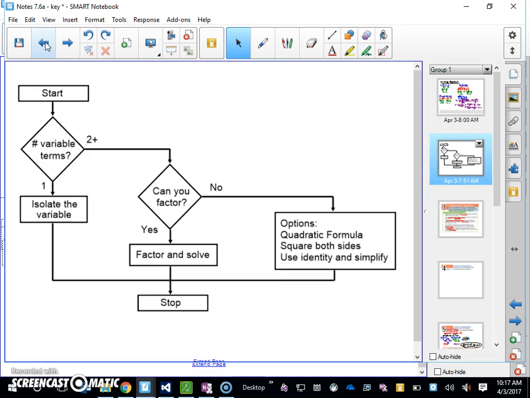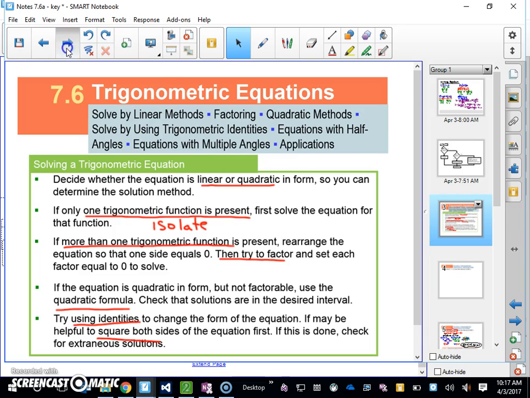I tried to set it up as this flow chart. I think that makes your decision process a little bit easier. Try and follow through this flow chart. It says the same thing as this chart, pretty much.